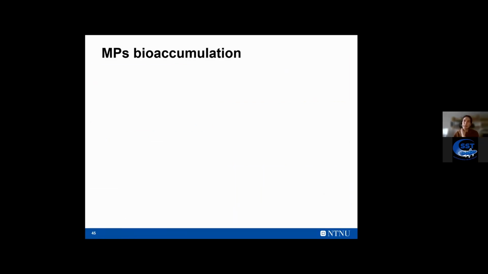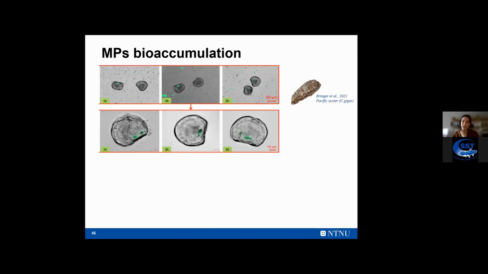Then we have microplastic bioaccumulation. This is a study that we did in France last year. We were exposing oysters. If you don't know, this is the oyster larvae. Usually we use what we call D larvae, the first stage of the larvae, the free-swimming larvae of oysters, and we exposed them over a few hours to microplastic. We saw that after 1 hour, the larvae did ingest some microplastics, but after 5 hours, they ingested more. So they bioaccumulated the microplastic, and they keep the microplastic in their body.